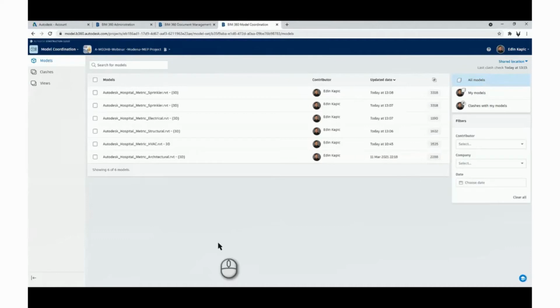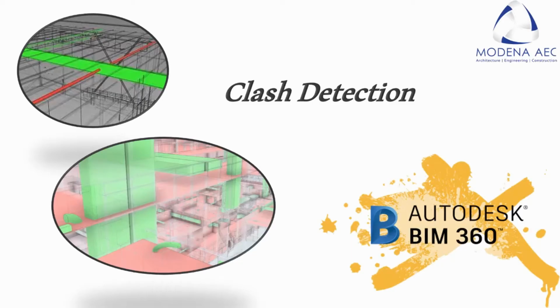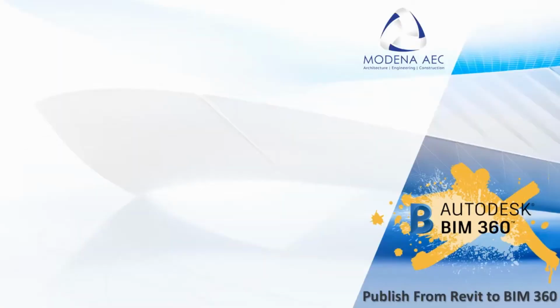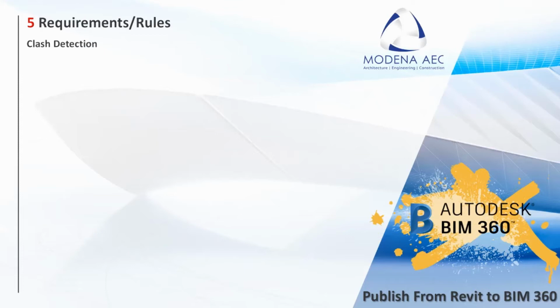So that's what happens when we start running a correct coordination setup. Once we have the setup, we can go straight into our clash detection. And this is important because without the setup, we won't be able to run the next phase. So within clash detection, there are also 5 requirements and rules to follow for a good clash detection outcome.